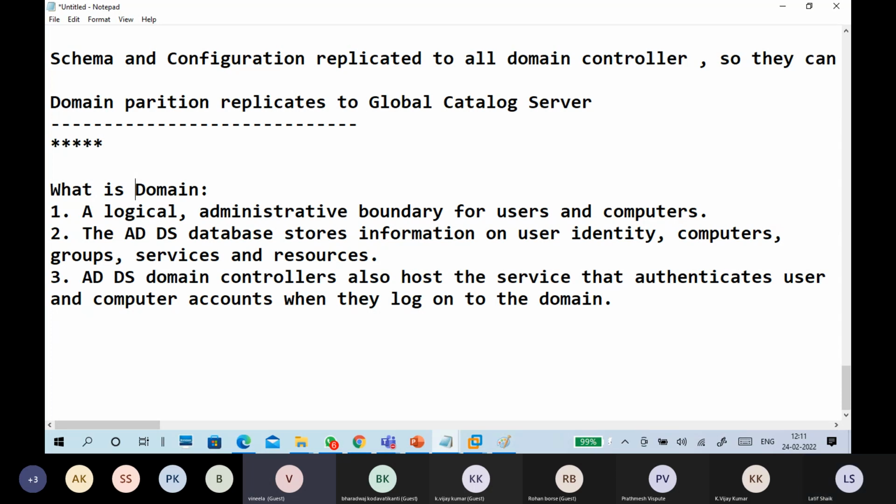Then continue: the Active Directory database stores information on user identity, computer, group, service, and resources. If you are not able to say a lot, no problem: it stores user information, computer information, group information. Very simple. And Active Directory also authenticates users and computers when they log into the domain. When a user logs in, Active Directory authenticates the user. At least those points. In any way, you have to convey the point meaningfully. Don't tell stories or Google stories. A lot of information is out there, and we know which is correct, so that's why I'm sharing it.